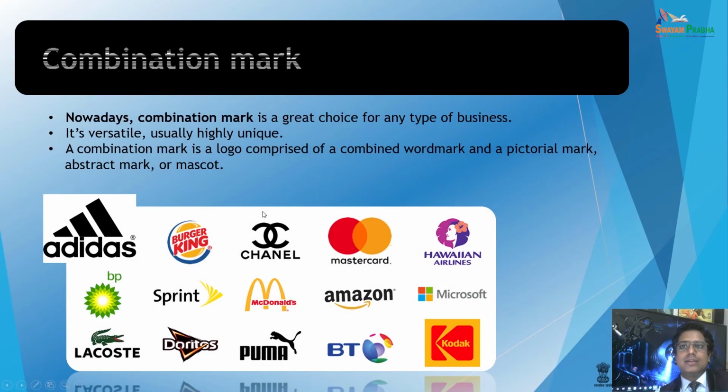Now moving on to the next, combination mark, right? Nowadays we commonly use combination marks. We implement all the previous types of logos together with a textual form. Here you can check out MasterCard, Burger King, Adidas, Sprint, McDonald's, Kodak, Puma, Lacoste, right? Amazon, Microsoft. They are the commonly known combination marks which you can easily identify, right? So these are things about the logo and brand identification of any product.